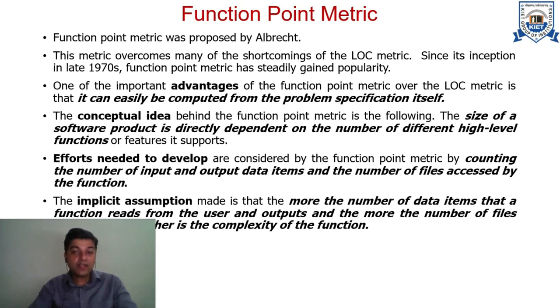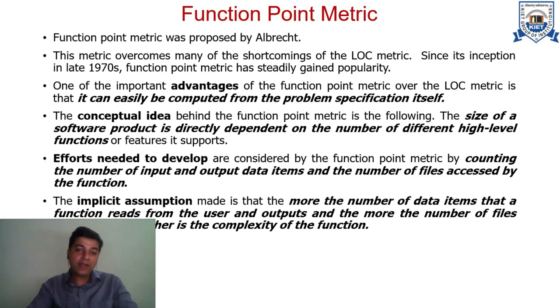The functionality of a software, or the function point metric, can be easily calculated or estimated with the help of the number of inputs and outputs, data items, and the number of files accessed by a function. The more data accessed, the more inputs and outputs of a function, the more functionality a software product is performing. This is the basic idea about function point metric.